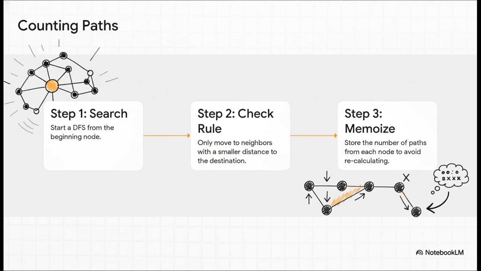We start exploring from our initial node. At every single step, we only move to a neighbor if our distance map says, yep, that's a valid downhill move. Now, the crucial part is this. Whenever we calculate the number of paths from a certain spot, we save that result. We memoize it. That way, if we ever end up at that same spot again through a different route, we don't have to recalculate everything. We just look up the answer we already found. It's so much more efficient.